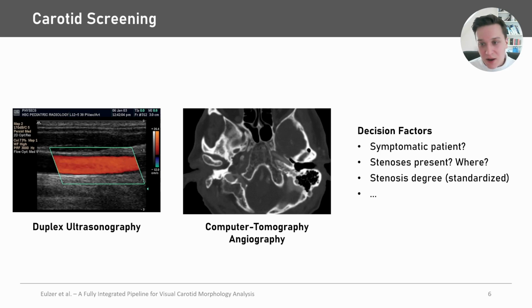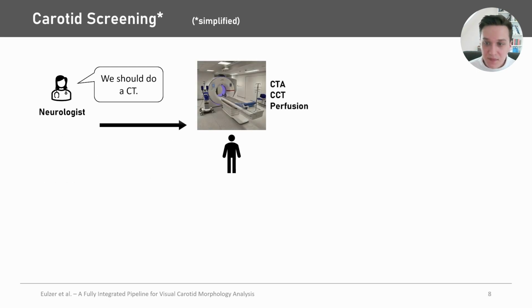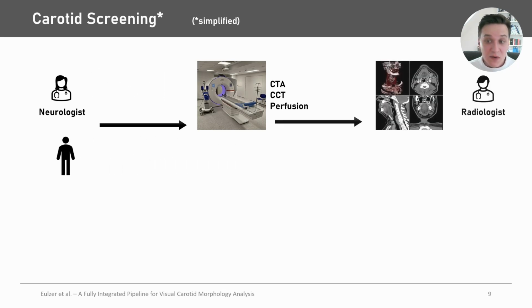So how does the screening work? I will go through a simple example here. The neurologist transfers the patient to the CT. Then the CTA and some other images are recorded, and these are sent to a radiologist. And then the radiologist determines if stenosis are present, and which degree they have. So they look at the image slices, they follow the relevant vessels, and if a stenosis is suspected, then the so-called NASCET criteria are applied.